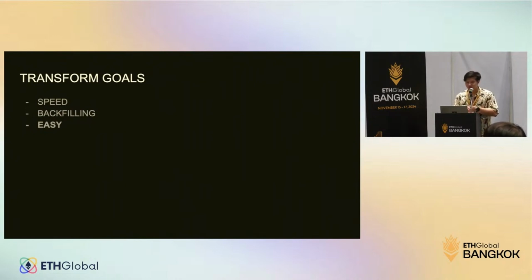We have a couple of goals with the transformation side of things. We want to make it easy, we want to make it backfillable, and we want to make it fast. By easy, I mean that you don't need a PhD in computer science at any arbitrary point in time, and this is easily achievable with an archival node. And we also want it to be fast.